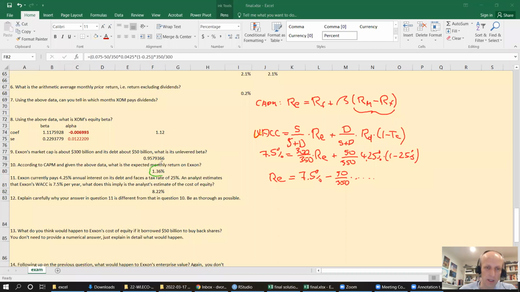We have this one here, which is 1.36 per month, which is equivalent to about 17. If you multiply this by 12, that's a pretty big number. And then we have this one, which is 8.22. So one big difference between these two is that this is per year and this is per month. But even if this was per year, it would amount to about 17% per year. Right? And 17% per year is a very different number than 8% per year.